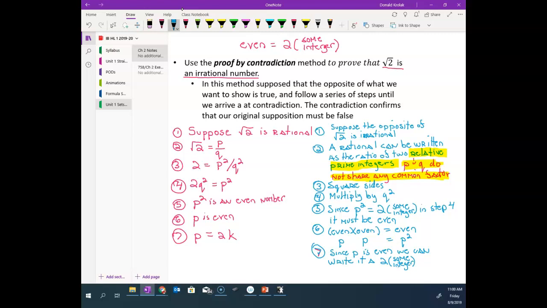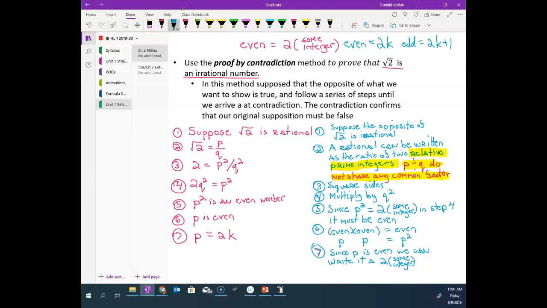Just like if a number was odd, all even numbers can be written like this: 2 times some integer. All odd numbers can be written as an even plus 1. So every odd number can be written using 2k plus 1. All even numbers can be written using 2k.